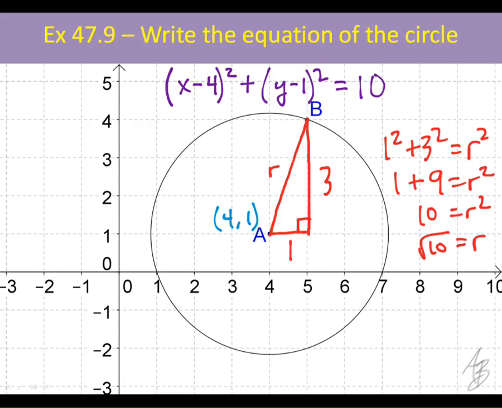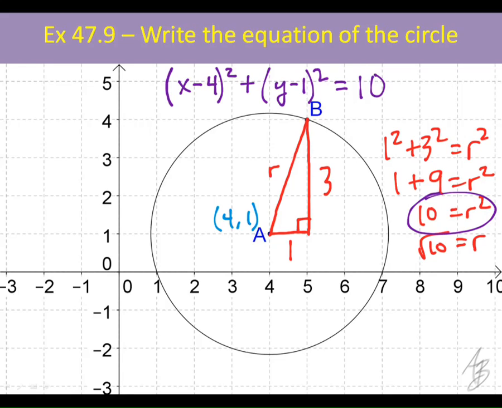So we have (x minus h) squared, where h is the x-coordinate of the center. So that's going to be (x minus 4) squared plus (y minus 1) squared equals r squared. And again, we didn't have to solve for r because we know r squared is 10 from the step before that. So by setting up the Pythagorean theorem, we can save ourselves that step.